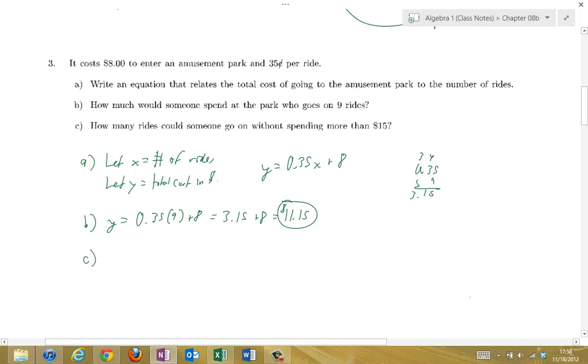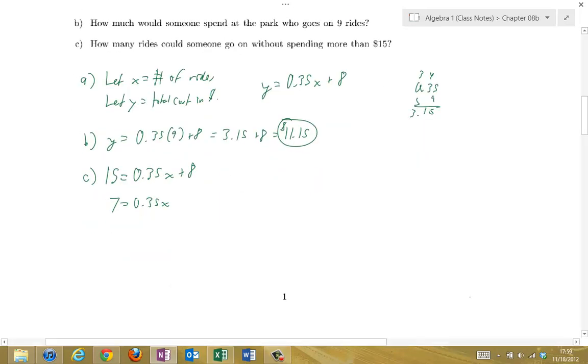How many rides could you go on without spending more than $15? $15 would then be the total cost. So we're going to say 15 is equal to 0.35x, where x is the number of rides we want to know, plus 8. Subtract 8 from both sides, we get 7 is equal to 0.35x.